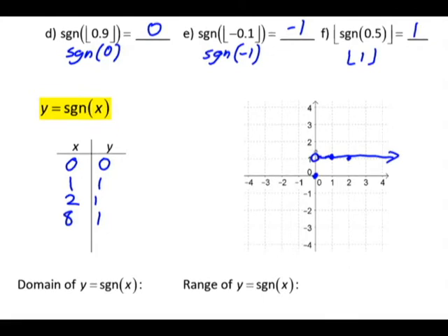And this works for every positive number, so we can get as close to 0 as we want. The output will still be 1 until we actually get to 0. We indicate this with an open circle. For negative numbers, same kind of thing happens. Any negative number will have an output of negative 1.